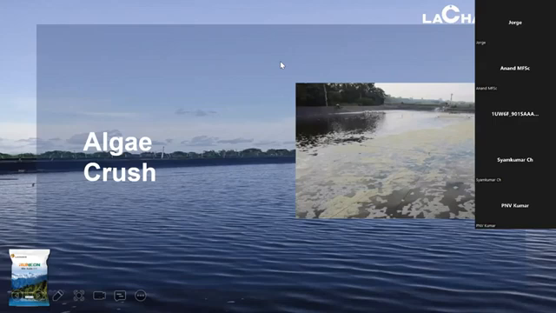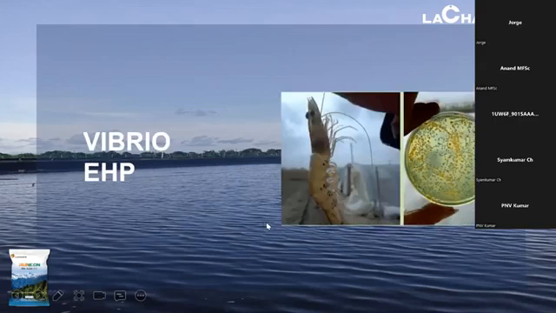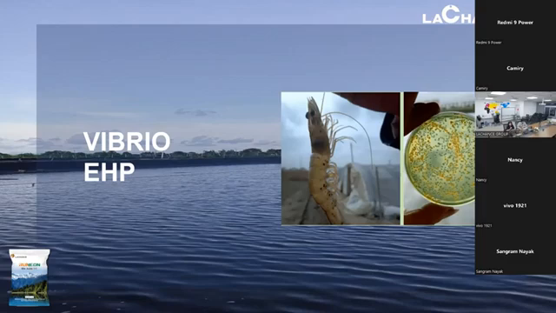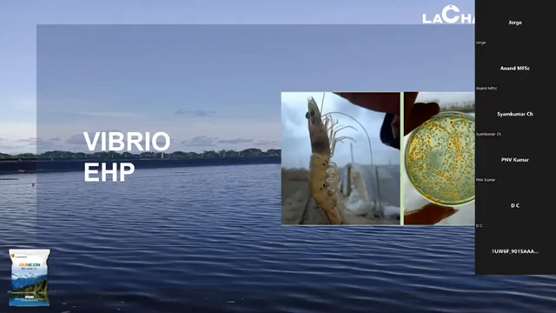And the second, fat feces caused by Vibrio and EHP. Vibrio is a harmful bacteria. Many harmful bacteria attack the hepatopancreas cells and cause the cells in the shrimp digestive system to shed, forming the fat feces.